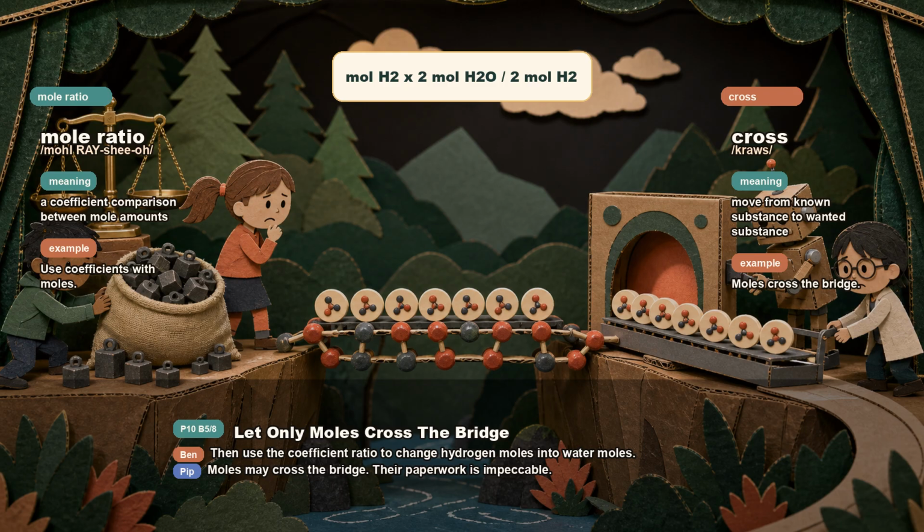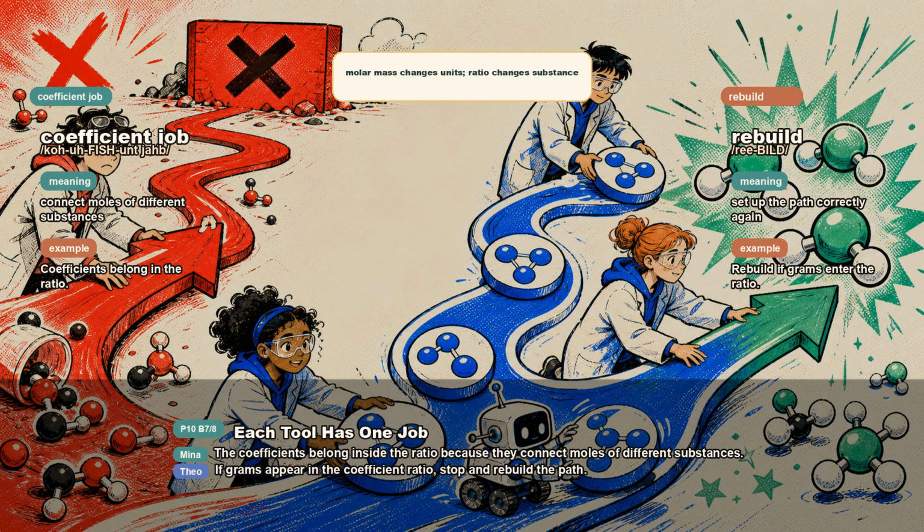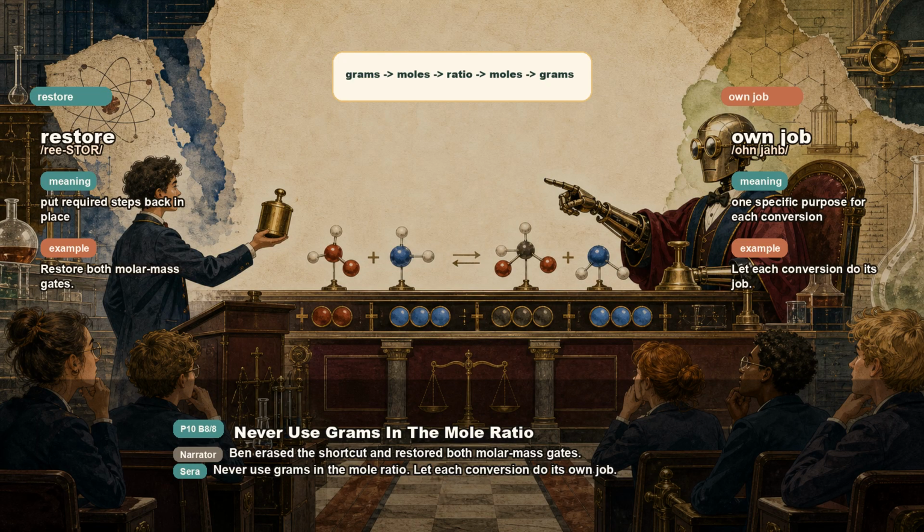First, use hydrogen's molar mass to turn known grams into known moles. Then use the coefficient ratio to change hydrogen moles into water moles. Moles may cross the bridge. Their paperwork is impeccable. Finally, use water's molar mass to turn wanted moles into wanted grams. The molar masses belong outside the ratio because they connect moles and grams. The coefficients belong inside the ratio because they connect moles of different substances. If grams appear in the coefficient ratio, stop and rebuild the path.